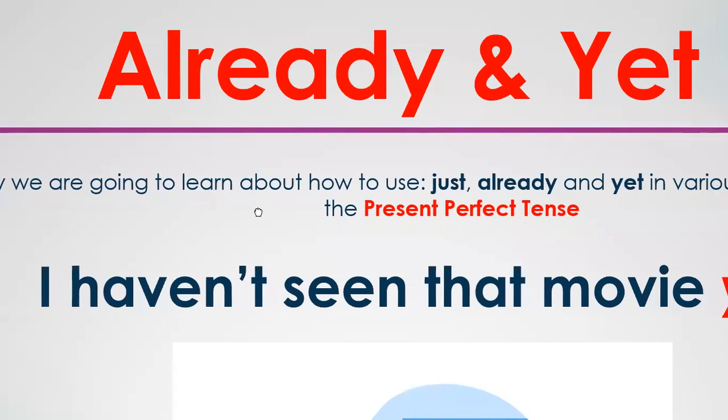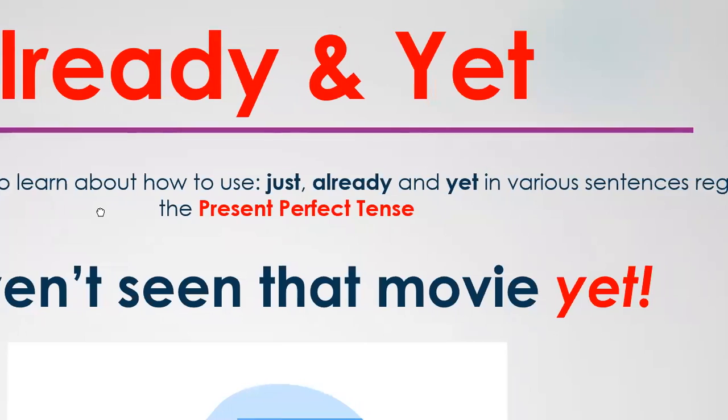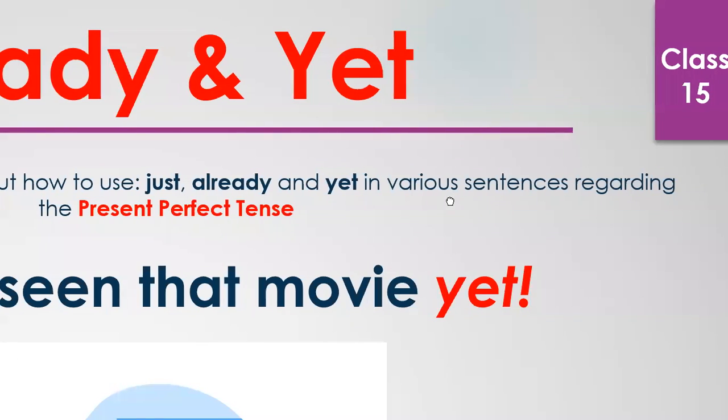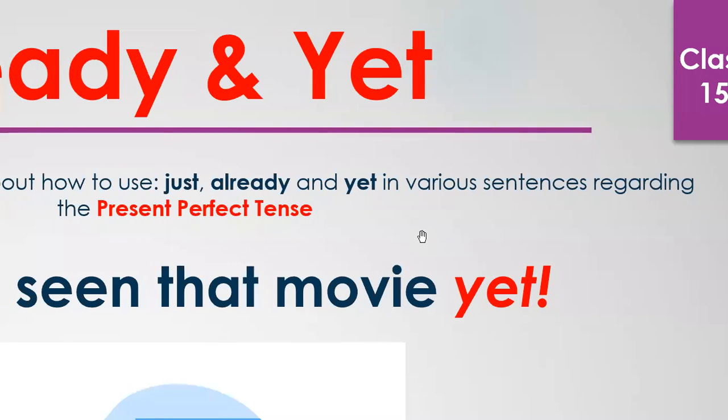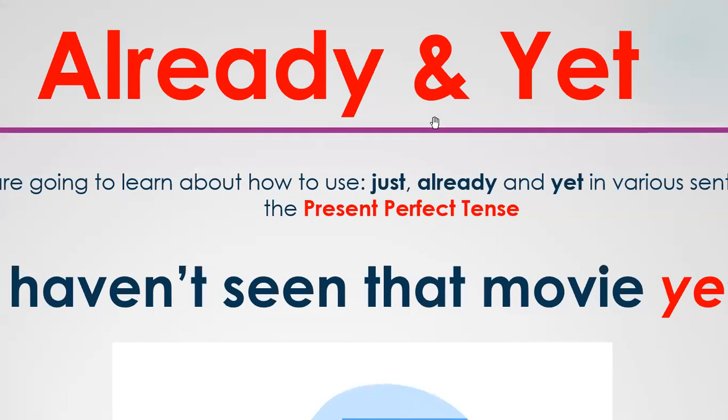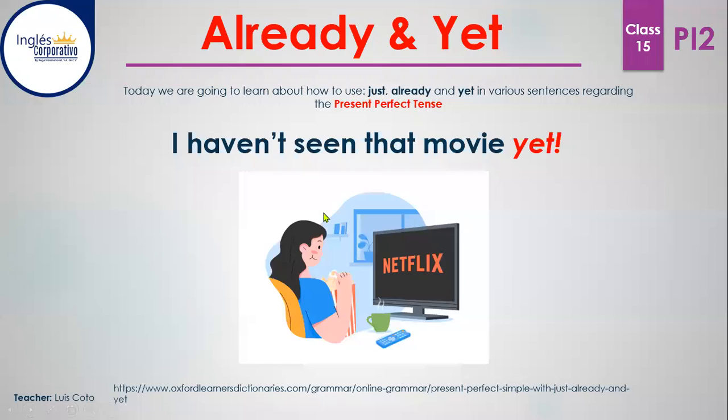Today we are going to learn how to use just, already and yet in various sentences regarding the present perfect tense. This is a mini topic that we can use with the present perfect that we have been practicing in two past classes: already and yet. In the sentence example, I haven't seen that movie yet.